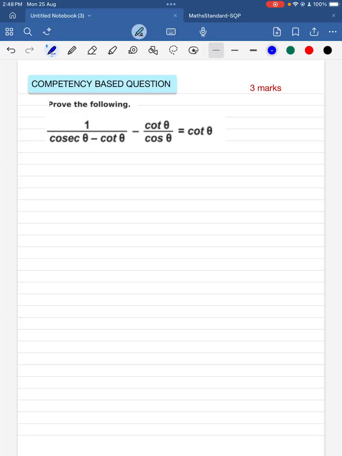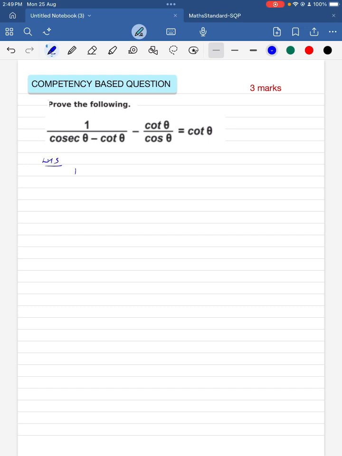In this video, I'll be doing a competency-based question for 3 marks. Let's look at the question. Prove the following: 1 by cosec theta minus cot theta, minus cot theta by cos theta, is equal to cot theta. Okay, so let's start off with the LHS.